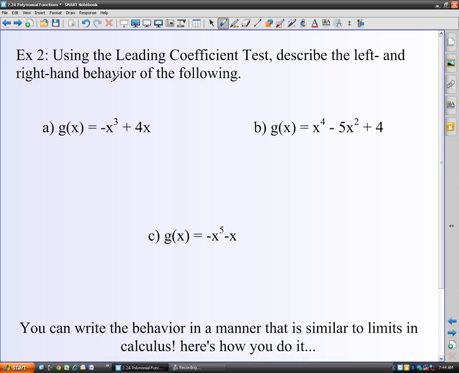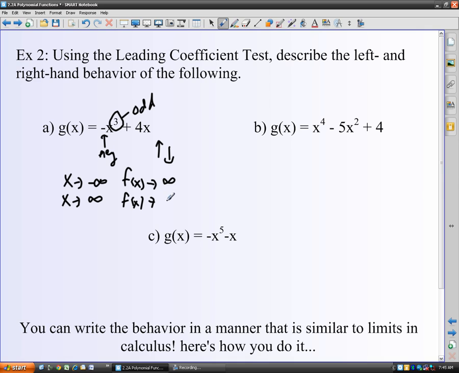Alright, so I'm looking at this and I see a degree of 3. So we know this is odd. The first thing I know is we're going to have one up and one down. Now I don't know which order they're in yet because I haven't looked at the leading coefficient. When I look at it, I see that the leading coefficient is negative. That means as x goes to -infinity, my y value, my f of x, or g of x in this case, will have to go to positive infinity. They're opposite each other. And as x goes to infinity, out to the positive side, my y value will go to -infinity. So they're opposites of each other in this case.